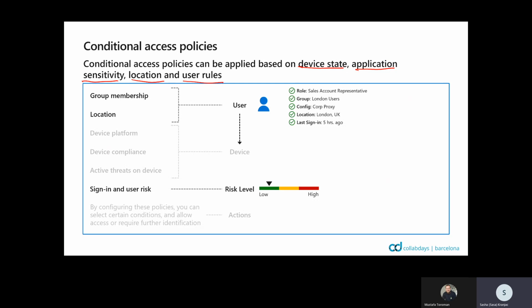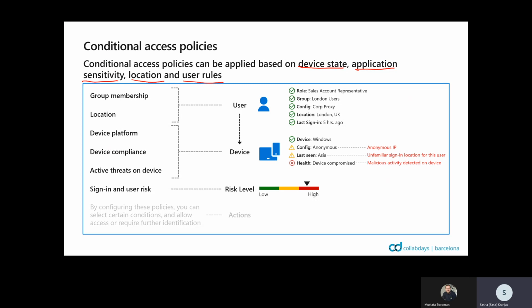Then the device state is identified or questioned. So device platform compliance and active threats. For example, Windows is one of the allowed configurations. So if the user accesses from an anonymous IP, that might raise an eyebrow or alert.